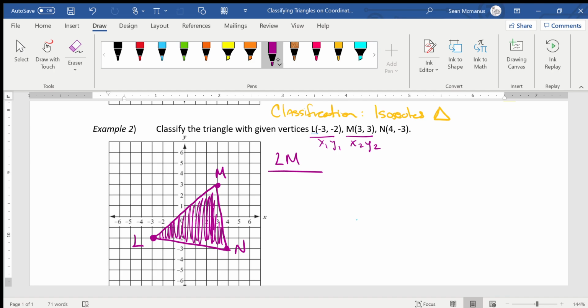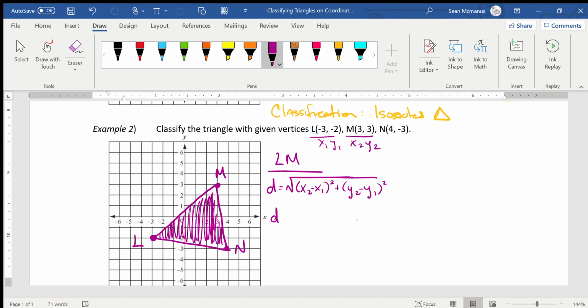I can find the difference in the y's. Maybe I'll do the distance formula just for one of these so we can see how it works. So for LM, if I use the distance formula, it's the square root of x2 minus x1 squared plus y2 minus y1 squared.